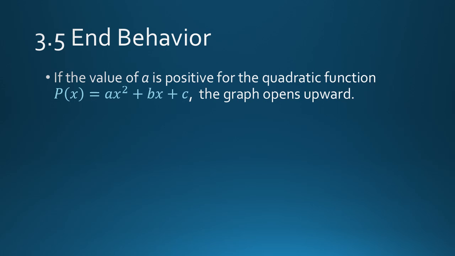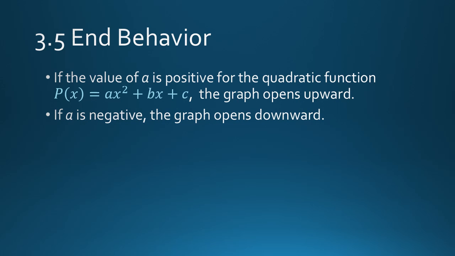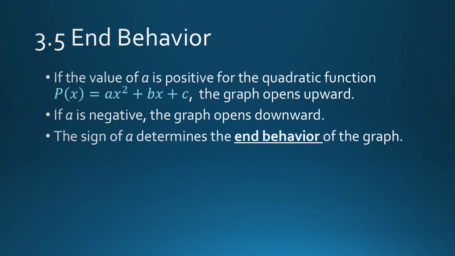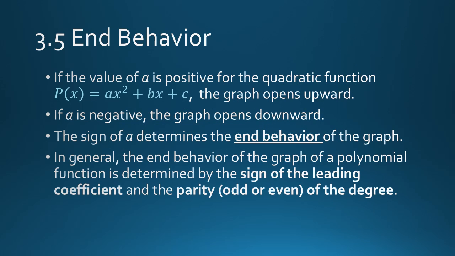End behavior. Okay, if the value of a is positive for the quadratic function, the graph opens upward. We've seen that before. If it's negative, it opens downward. The sign of a determines the end behavior of the graph. It determines whether the ends will go towards infinity, in other words, keep going up, or negative infinity, keep going down. In general, the end behavior of the graph of a polynomial is determined by the sign of the leading coefficient and the parity, the oddness or evenness of the degree.